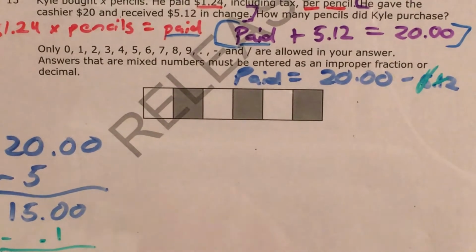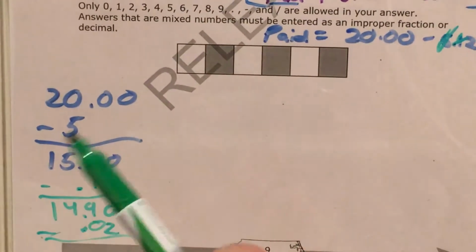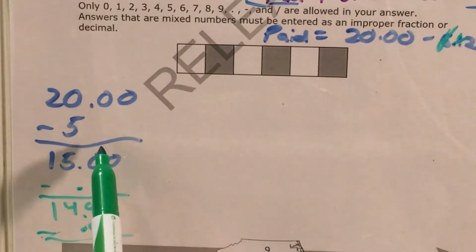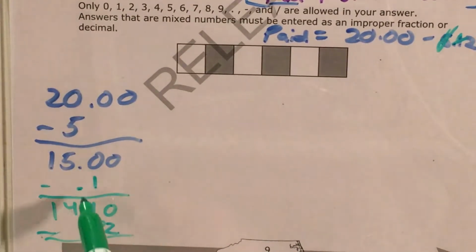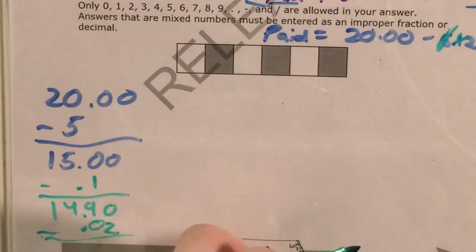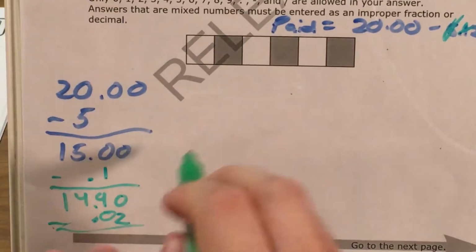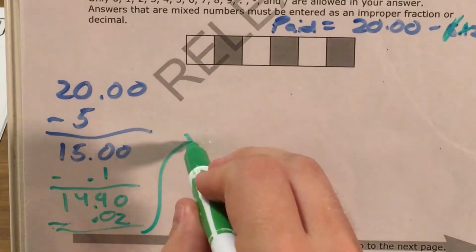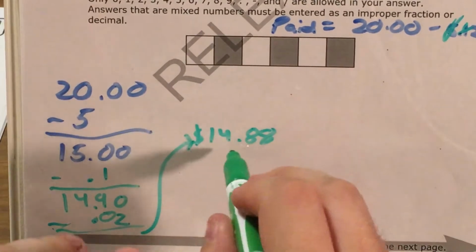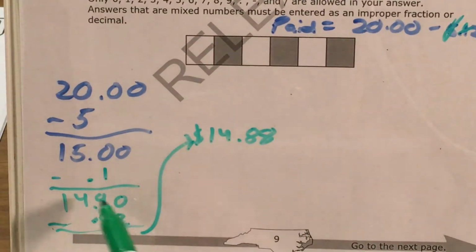And now I subtract, and y'all can't see any of that. Okay, $20 minus $5 gives me $15. $15 minus 1 dime gives me $14.90. That's like 150 dimes minus 1 dime. Gives me 149 dimes. And now we subtract 2 pennies from 90 pennies. That gives us, and I'll go ahead and actually write that up here, $14.88. 90 pennies minus 2 pennies gives me 88 pennies.